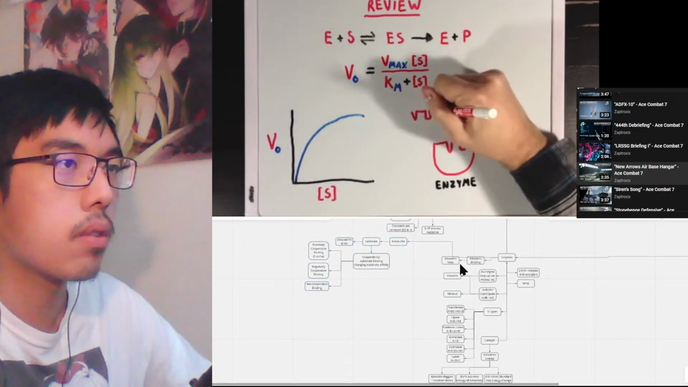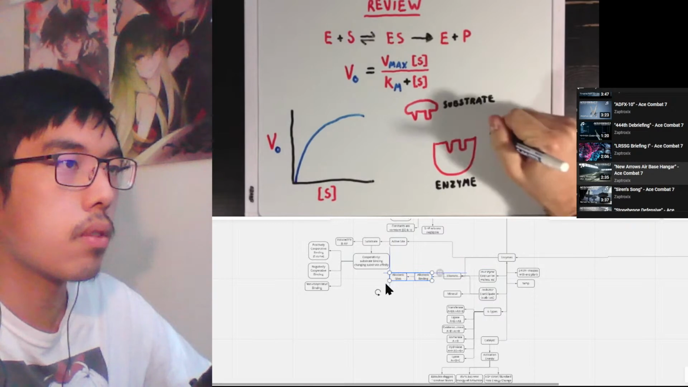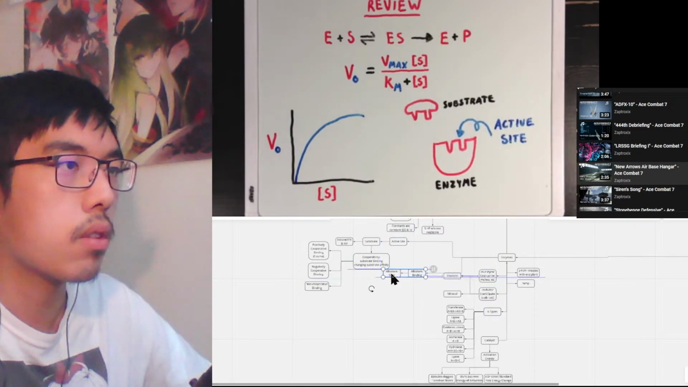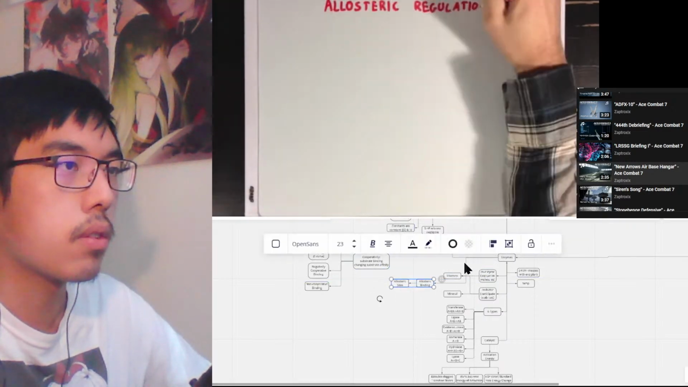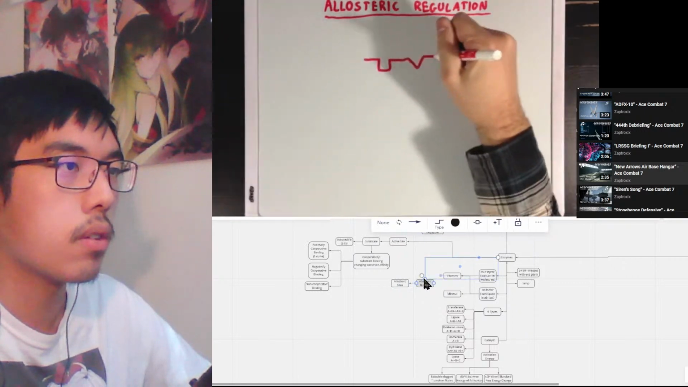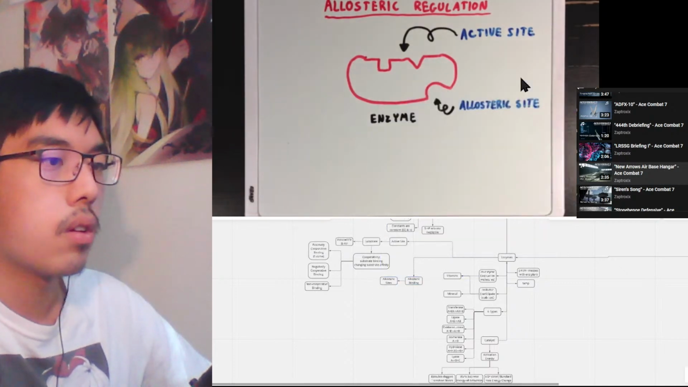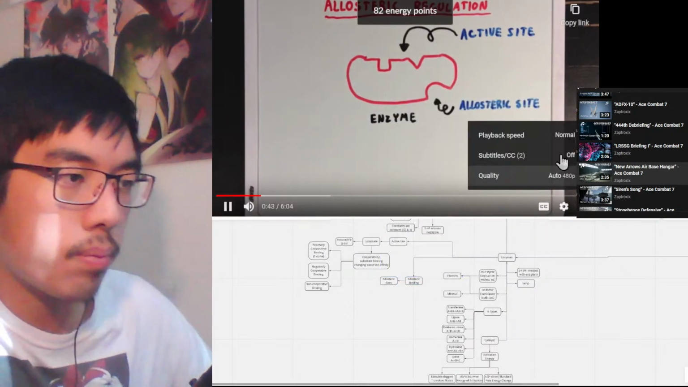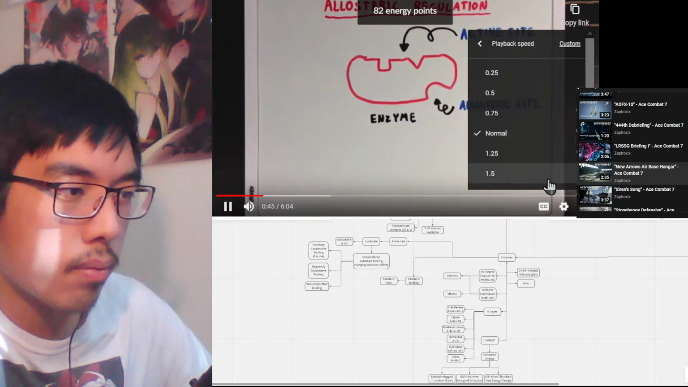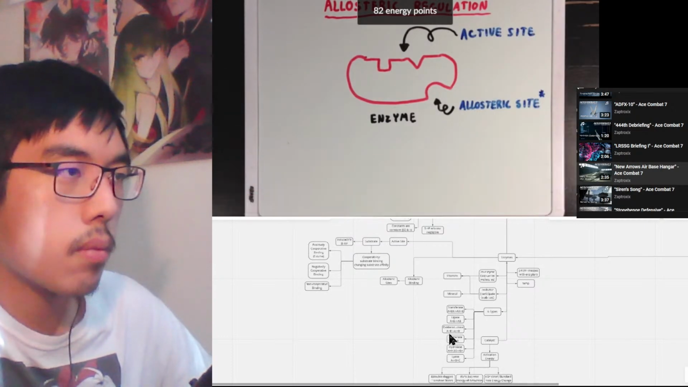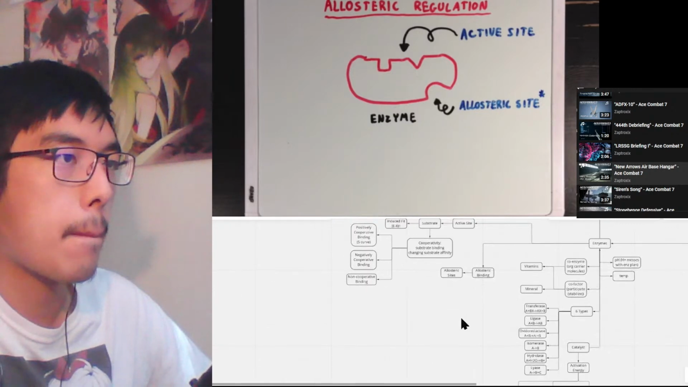Also remember that substrates will typically bind to enzymes at the active site. So what do we mean when we say allosteric regulation? Well, we know that enzymes usually have an active site where substrates can bind, but enzymes can also have what we call an allosteric site. And these allosteric sites are places on the enzyme where any enzyme regulator can bind. And I put this star here just to point out that allosteric sites can be anywhere on an enzyme, and there can be any number of them as well.